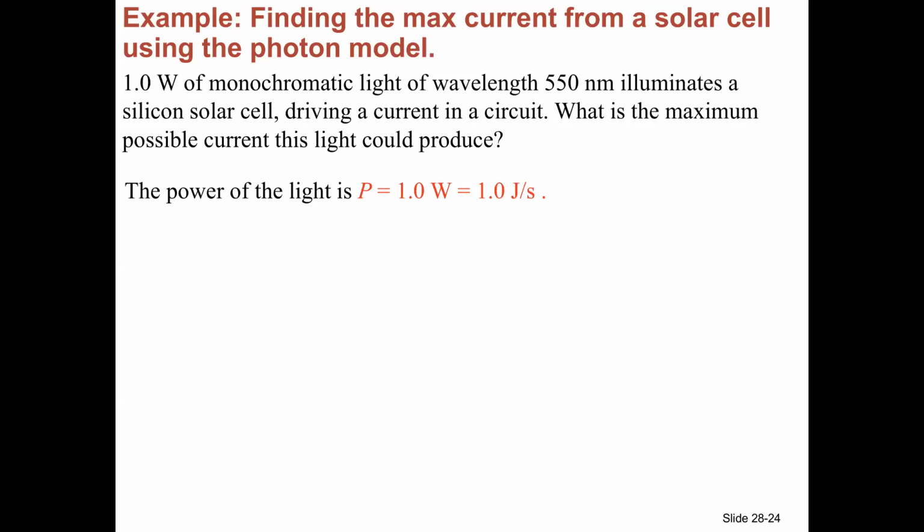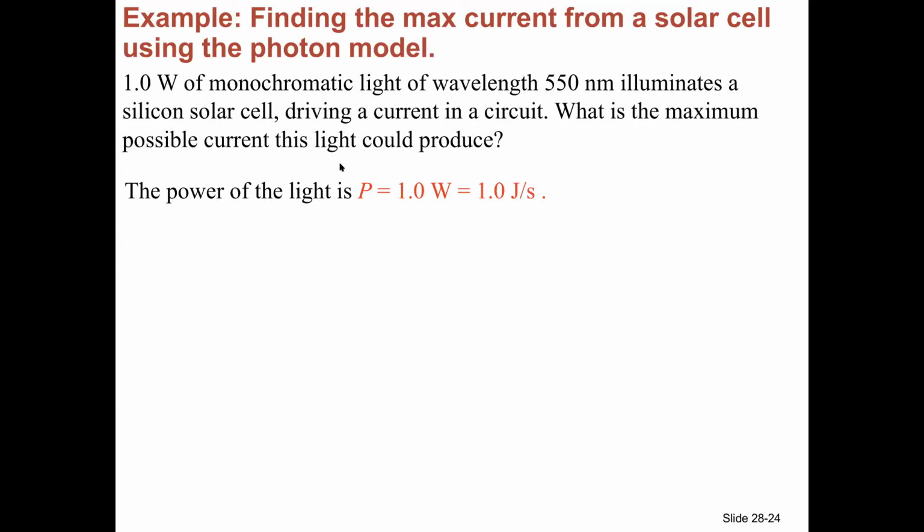So first of all, remember here that the power is telling you how many joules per second are being delivered, so it's energy per second. So this 1 watt light source delivers 1 joule per second to this piece of silicon. And we're going to make the wrong but simplifying assumption that all of this energy is absorbed by electrons. Obviously, nothing is 100% efficient in real life, and silicon solar cells are not close, but for the sake of the problem, we're going to assume that.